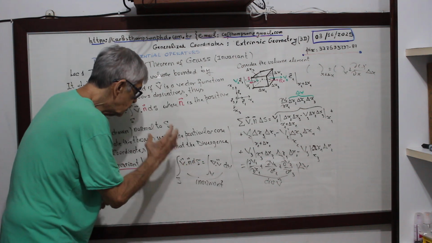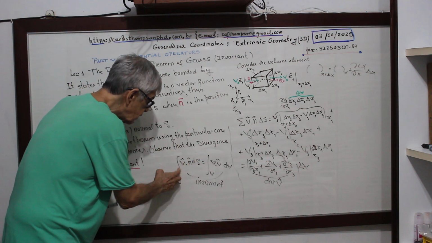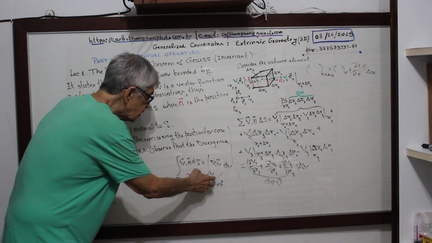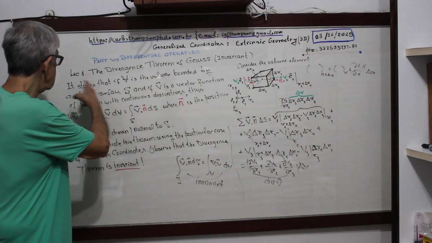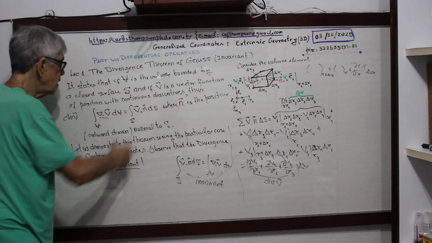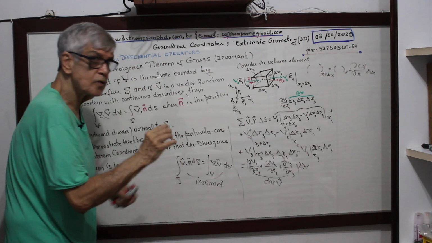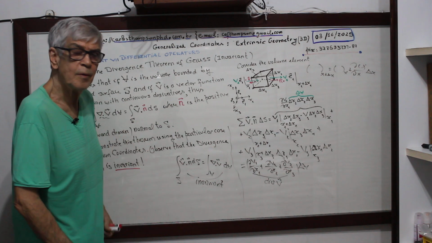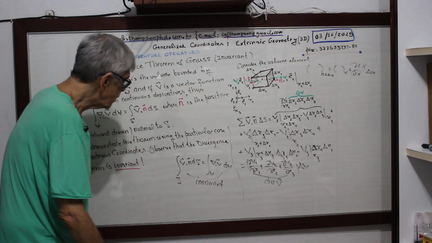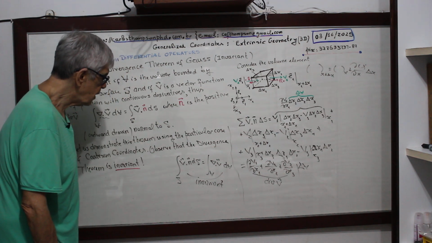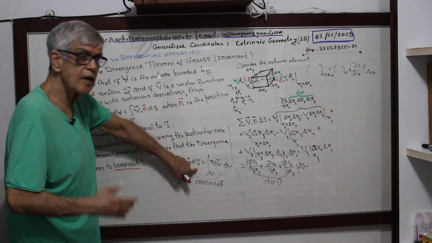It relates the integral over the surface to the integral over the volume, exactly what is stated over here. So that is the proof. Remember that n is always outward. It's very, very important. dS is the area element.